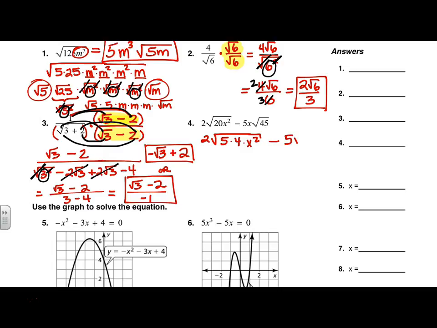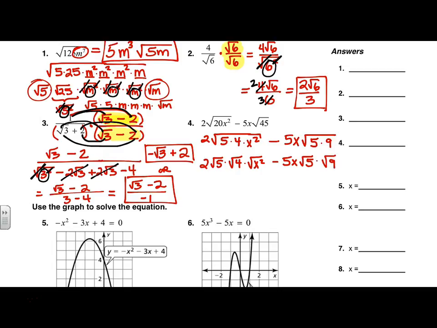Now I get to the next piece, 5x. How can you break down 45? What do you guys think of? 5 and 9. Sure, we'll take it. So now when I go ahead and split up, I'm going to split up 2 root 5 times root 4 times root x squared, minus 5x root 5 and root 9.